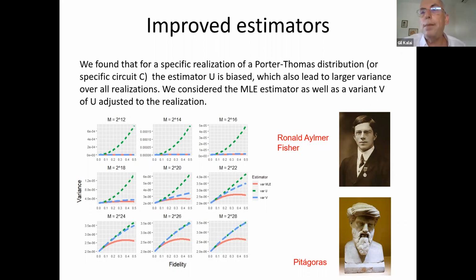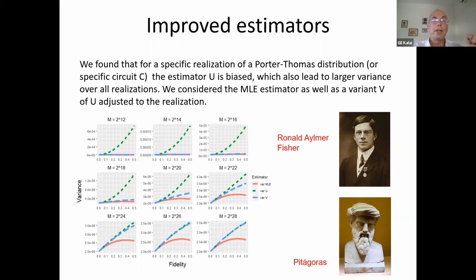And when we talk about an estimator, we have to distinguish whether we are estimating over the entire family of random distributions, all the Porter-Thomas distributions, or estimating based on the specific realization. And it turns out that this makes a difference. The Google estimator U is no longer unbiased if you fix the realization, which is arguably more relevant to the experiment. And what we found out is that we compared several estimators.